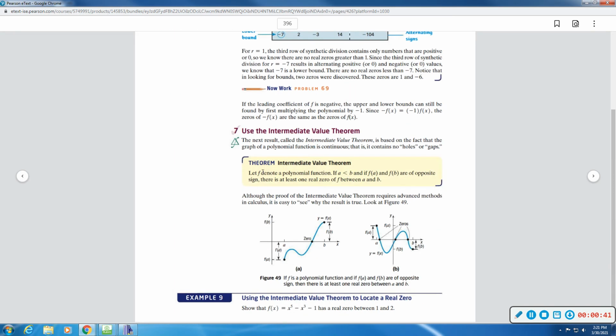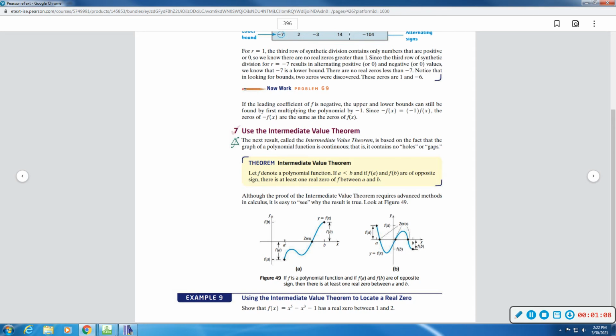Here's the definition. F is some polynomial. We have an A less than B. If f of A and f of B are opposite signs, there's at least one 0 between A and B. Okay, so what does that mean in English? We have two numbers. Let's say 3 and 5. One of them has to be less than the other one. It just means that they're not the same number. So one number is smaller, one number is bigger.